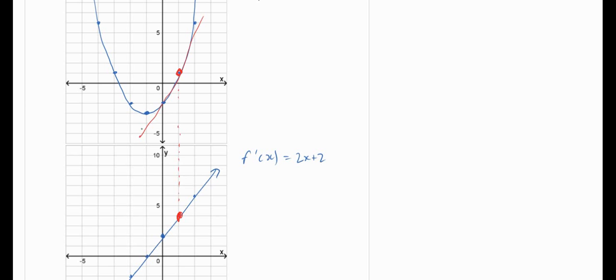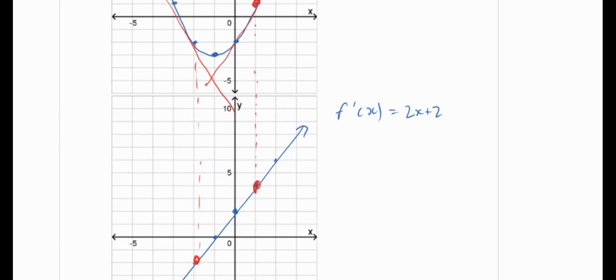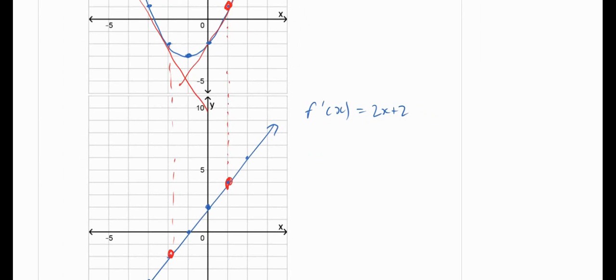Okay, so there's one. I might pick another one here. And then if I follow that down, I can find the actual slope if I look at the associated y value in the derivative function.